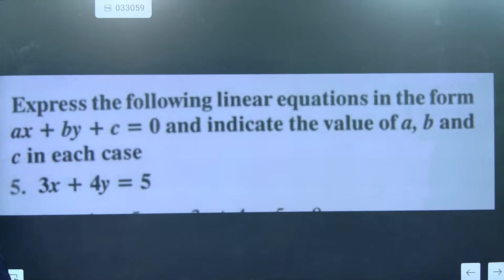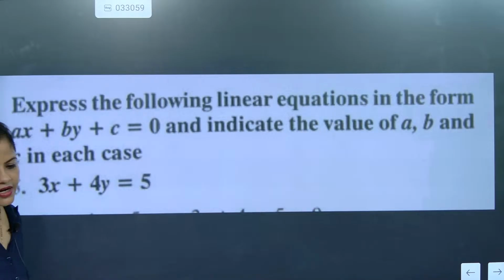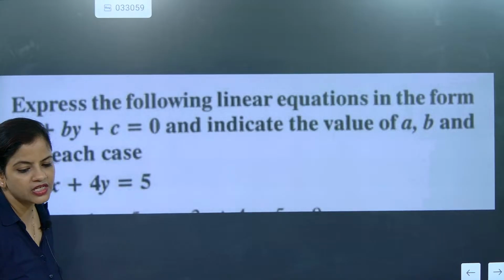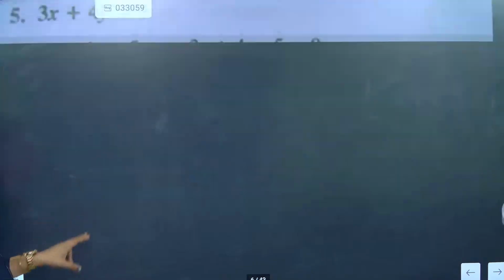Now you are able to see. Question absolutely correct, Vaibhav. God bless you, beta. The answer is a is equal to 3, b is equal to 4, and c equal to minus 5. Absolutely correct. Yes, Jagdishan, you are also absolutely correct, beta. a is equal to 3, b is equal to 4, and c is equal to minus 5. Now we will go for the next question.